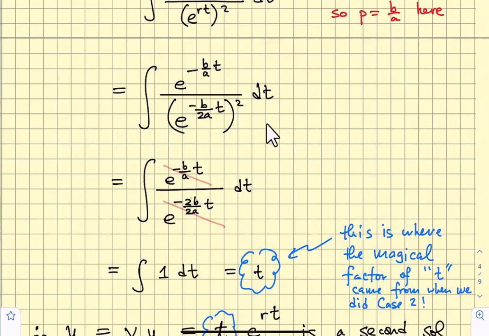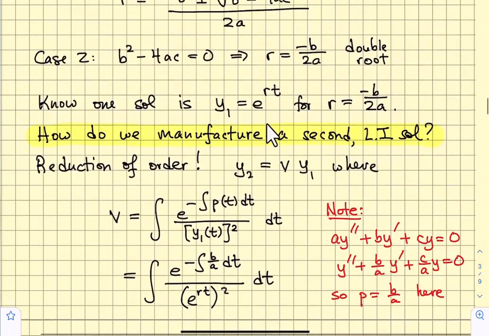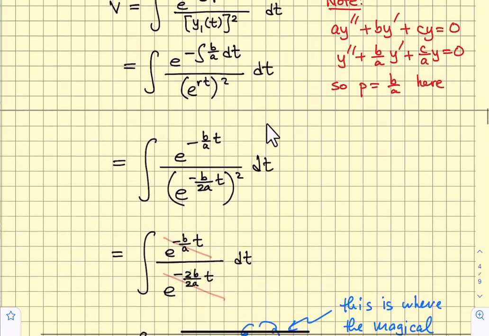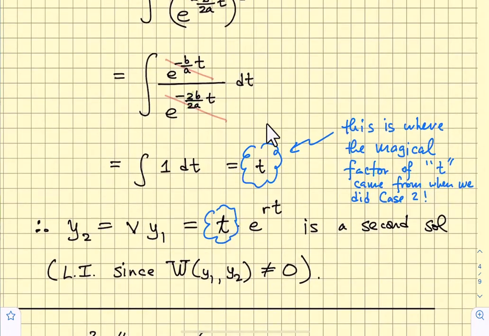So I just declared to you that, hey, we need to take our e to the RT, and to get the second linearly independent solution, you just take your first solution, you multiply it by t, and now you see where that came from. So our second solution is v times y1, which in this case is t e to the RT. And the theory guarantees that it will be linearly independent.